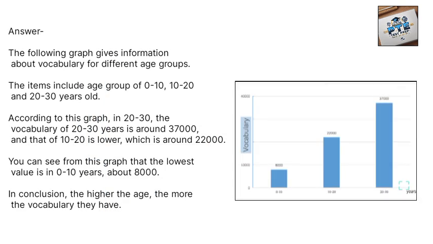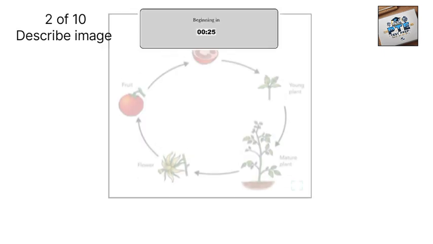The following graph gives information about vocabulary for different age groups. The items include age groups of 0 to 10, 10 to 20, and 20 to 30 years old. According to this graph, the vocabulary of 20 to 30 years is around 37,000, and that of 10 to 20 is lower, which is around 22,000. You can see from this graph that the lowest value is in 0 to 10 years, about 8,000. In conclusion, the higher the age, the more vocabulary they have.